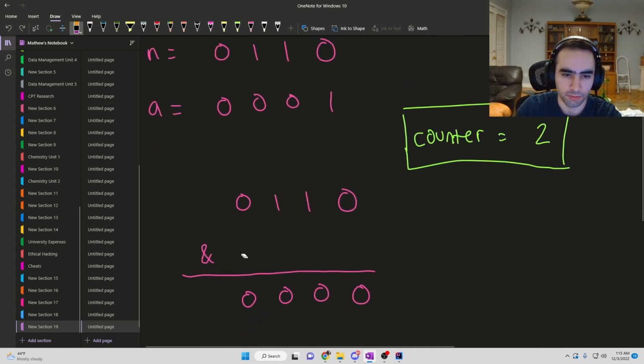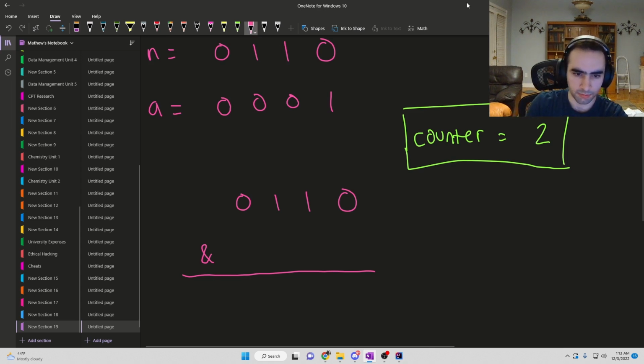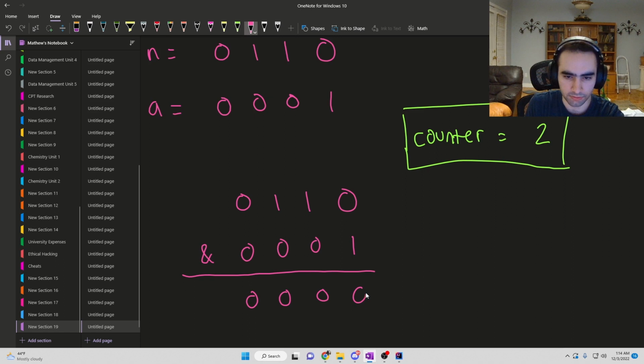So you remember when our a in the beginning was 0, 0, 0, 1, and this AND operation produced a result of 0, 0, 0, 0. So that's cool. But now I didn't incorporate the whole shifting left, right? So how do we actually do that?